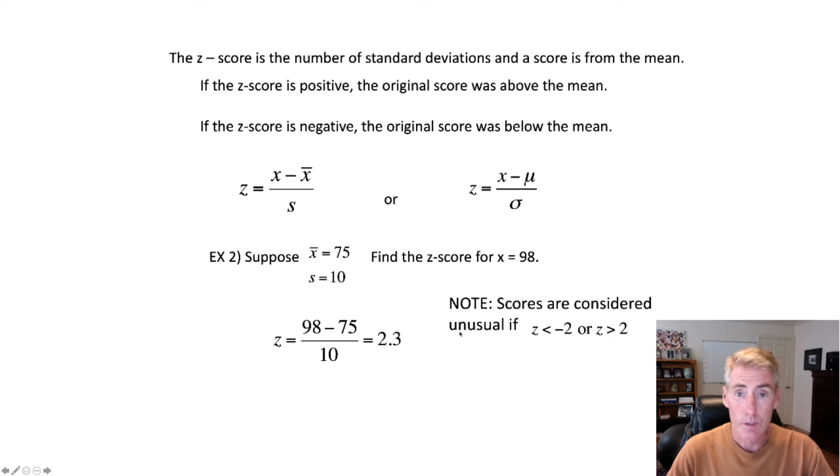If a question ever asks you about unusual, it's not a judgment call. It's not asking your opinion. It's asking you to do this formula. And if you get a number bigger than 2, that's unusual. If you get a number smaller than negative 2, that's unusual.